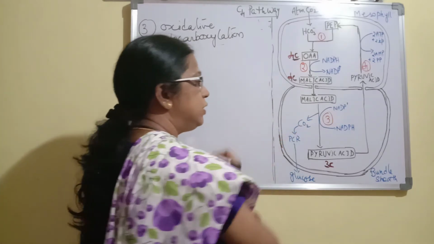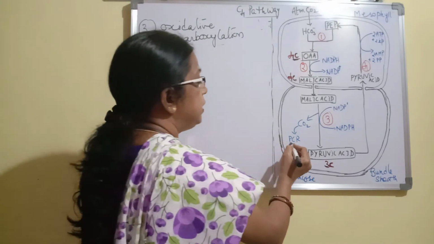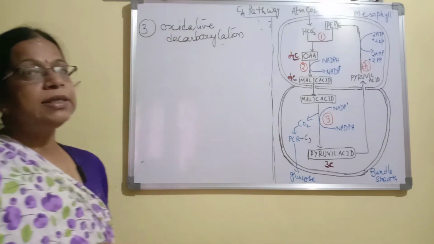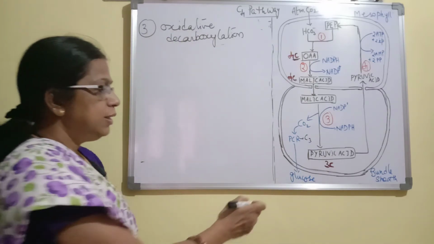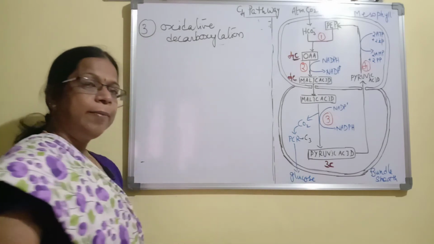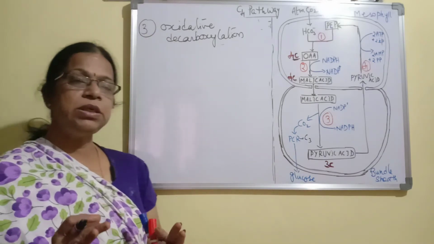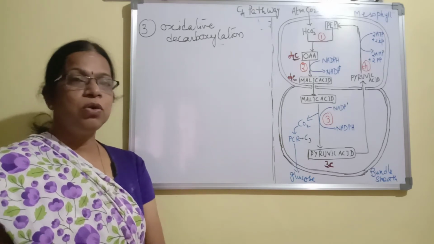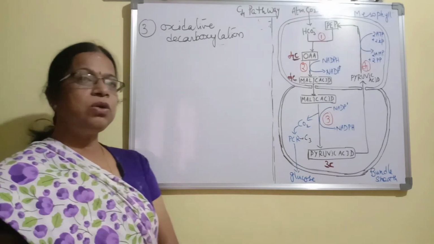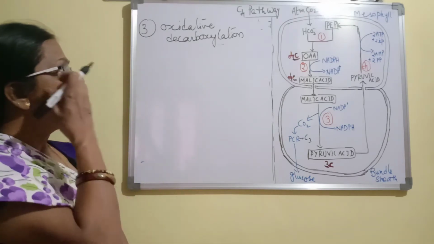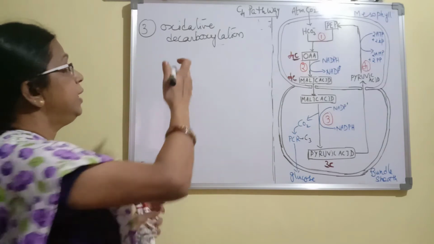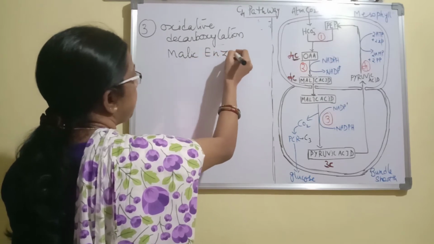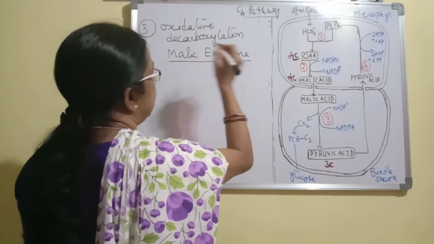Now this carbon dioxide which is removed enters into the PCR cycle. What is the PCR cycle? It is nothing but the C3 cycle for synthesis of glucose. So the PCR cycle or Calvin cycle must take place even in C4 plants in order to synthesize glucose. So the C3 cycle is a part of the C4 pathway. Now this is the third reaction, and the enzyme here is called malic enzyme.